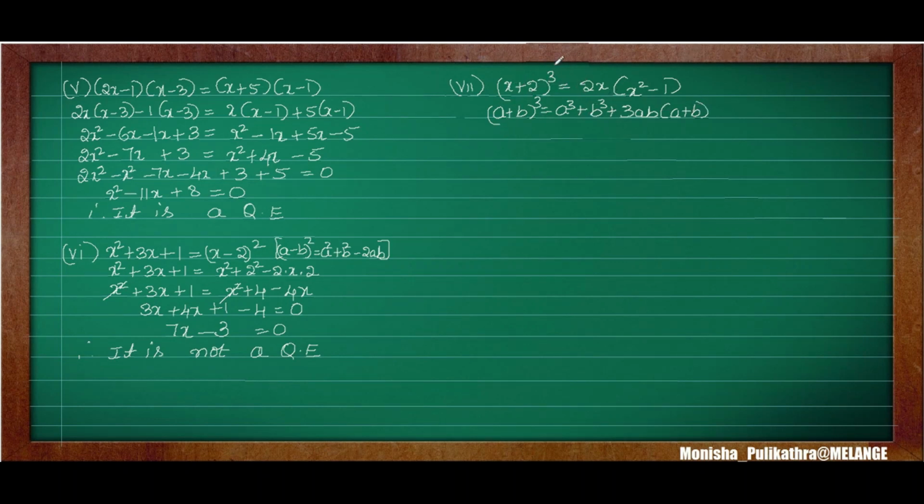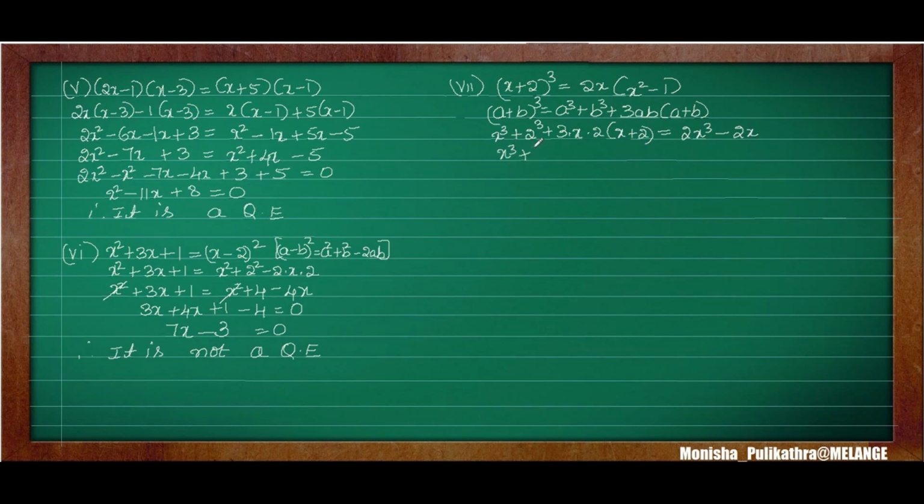So instead of (x + 2)³ we can write it as x³, that is a³, plus b³ plus 3ab(a + b). In the place of a we substitute x, in the place of b we substitute 2, is equal to 2x into x², which is 2x³, minus 2x into 1, which is 2x.